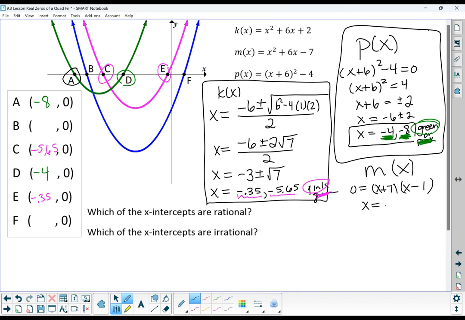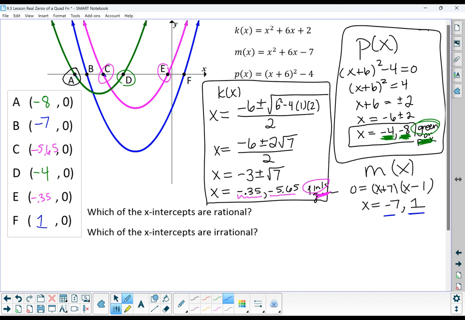So my two x-intercepts are -7 and +1, and that's great because I know F is at a positive number, so I'm glad that I got a positive number pop up. So B would be -7, which makes sense because it's right in between the -8 and the -5.6. And then F would be at (1, 0).